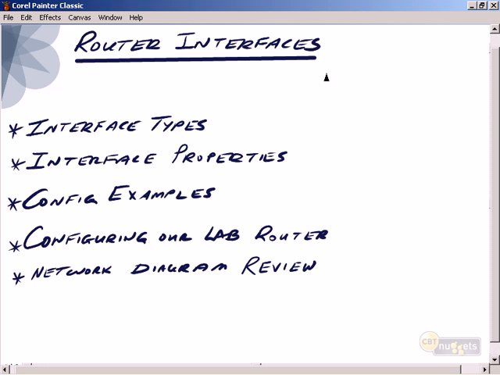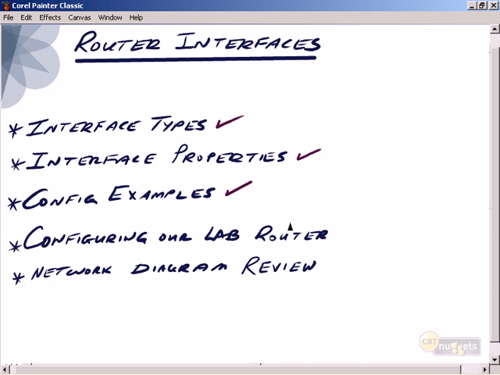So in this nugget, we have to understand the different interface types that we have on our Juniper router. We also want to understand different properties of the interface, and there's some clever things here with Juniper that are different. If you're coming from, let's say, a Cisco background, they're a little bit different. Okay, we're going to look at some configuration examples because there's lots of different types of interfaces besides Ethernet interfaces. We're going to look at some of those different physical interfaces and different configuration examples.